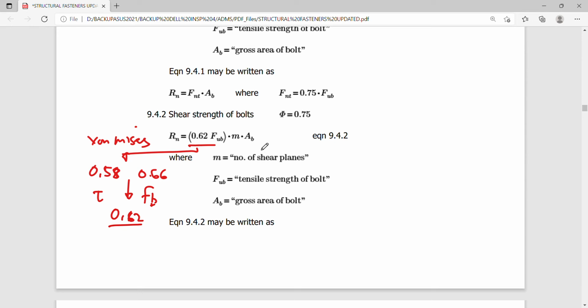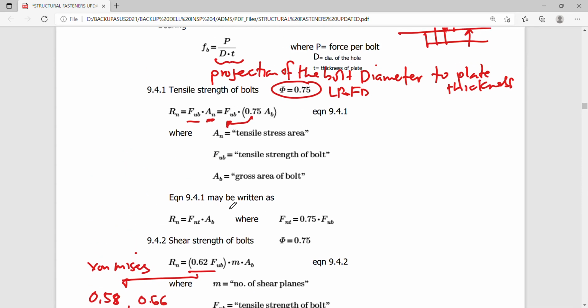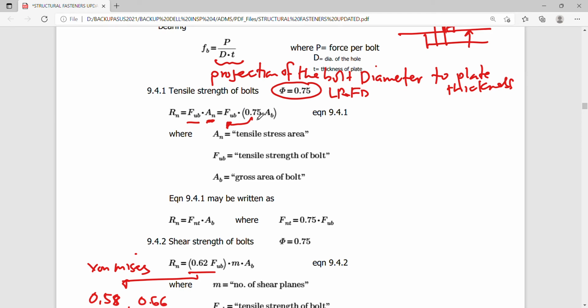M is the number of shear planes. AB is simply the gross area of the bolt. Okay, so why is it that this was referred to the gross area, not the net area above? Because usually your threads are not within the range upon which your shear plane is located. Okay, so that's why you use the gross area instead of the net area here, which is 0.75 AB.